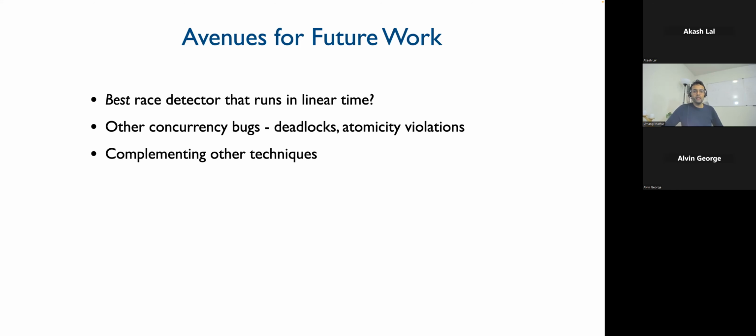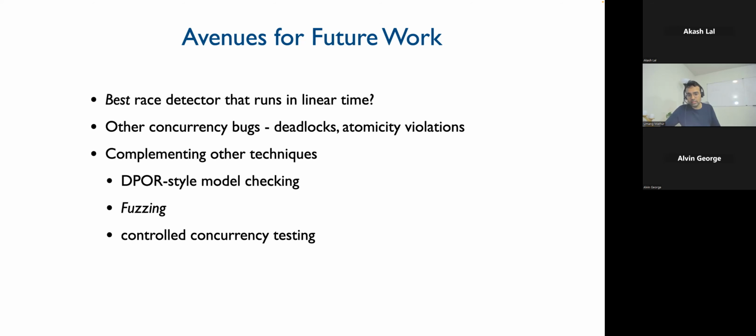Finally, it's important to observe the point that I stated in the beginning, which is that dynamic analysis by itself is one thing, but it also finds applications in other domains like model checking, and very recently fuzzing or even controlled concurrency testing. We have an expert here, Akash, who's doing a lot of work in controlled concurrency testing.